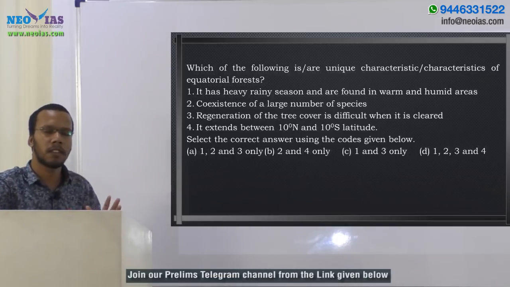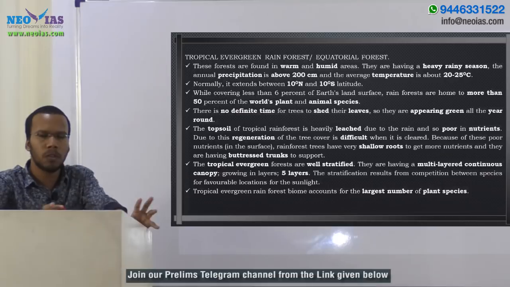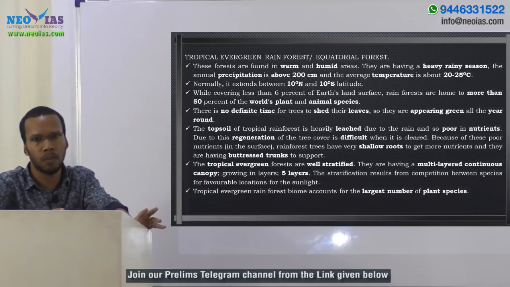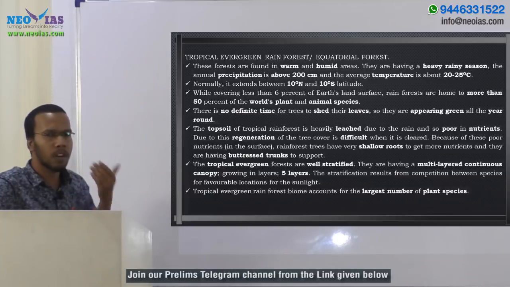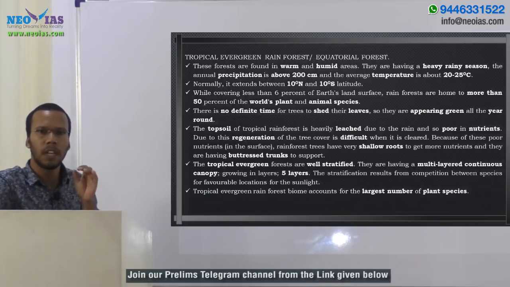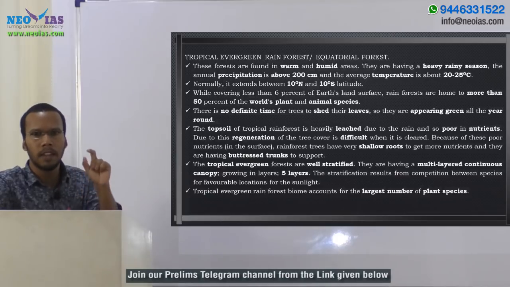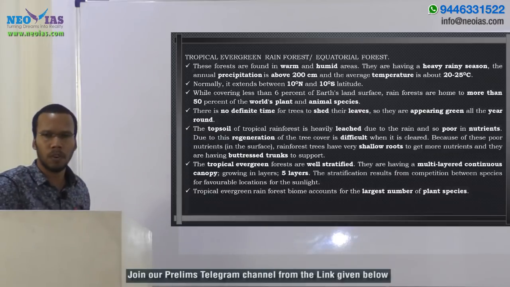Okay, so now let us discuss the major features of equatorial forest. Equatorial forest is also called tropical evergreen forest or tropical evergreen rainforest because it is seen in the tropical region. It is found between 10 degrees north and south latitude. Obviously we know that tropical forest lies between the Tropic of Cancer and Tropic of Capricorn, that means 23 and a half degrees north to south latitude, and those forests lying between 10 degrees north and south latitude are known as equatorial forest or tropical evergreen rainforest.